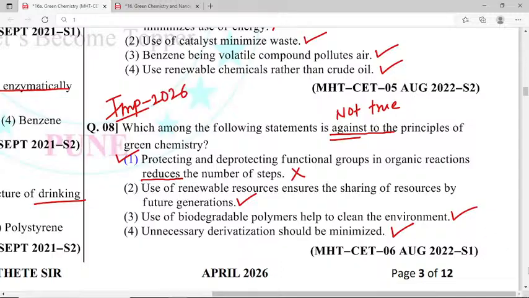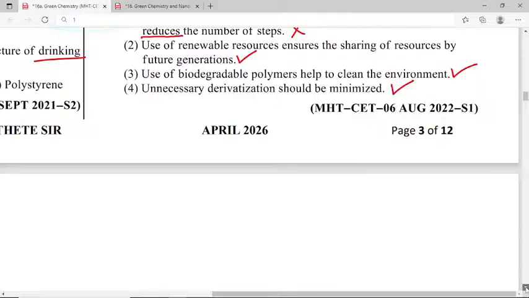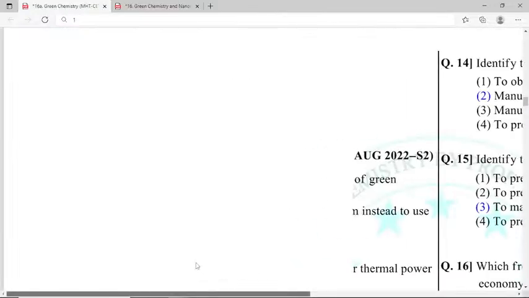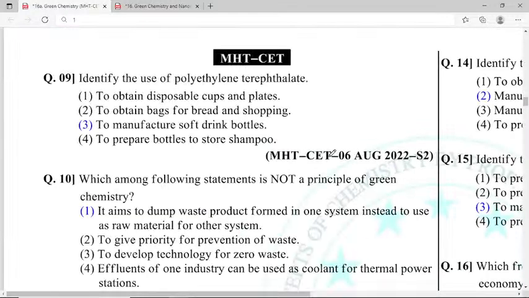Right, next question, question number 9. Identify the use of polyethylene terephthalate. To obtain disposable cups and plates? No. To obtain bags for bread and shopping? No. To manufacture soft drink bottles? Yes, it is correct. To obtain soft drink bottles.